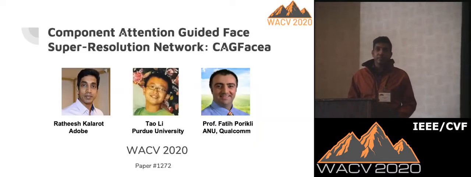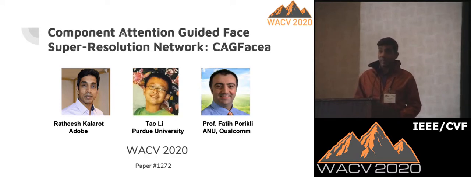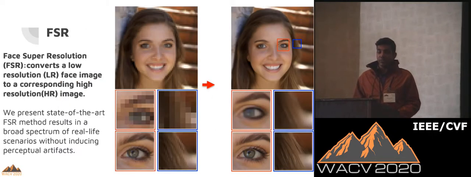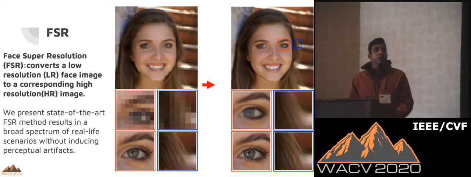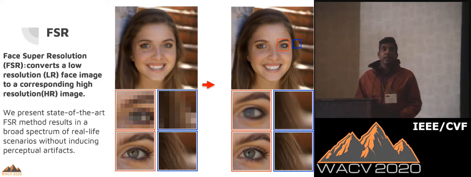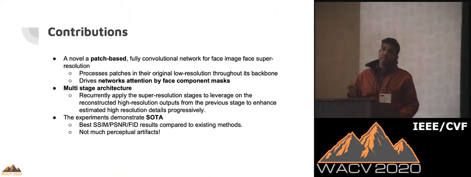Hello, I'm Ratish Kalarod from Adobe, and this is work on facial super resolution with Professor Fatih and Tavo from Purdue University. This work is inspired by the attention mechanism, which is recently very popular. So we use facial attention, which is derived from parts of the face, to super resolve. The problem of face super resolution is to convert a low resolution image, as you see on the left, to a higher resolution image, as you see on the right. If you carefully look at parts of the image, say for example, eyes and hair, a low resolution image does not contain much detail. So in this work, we try to address 3 parts.